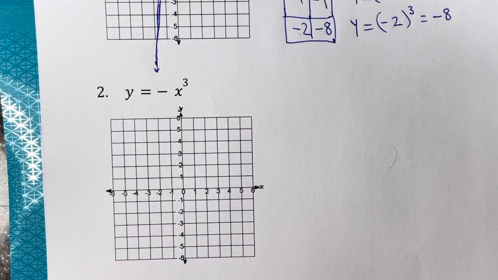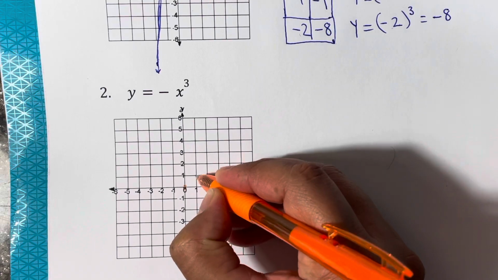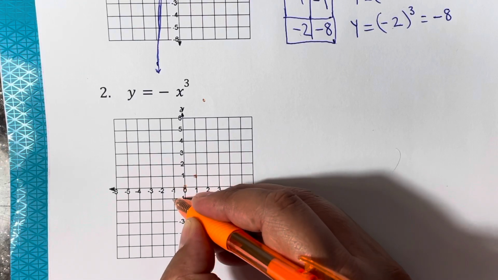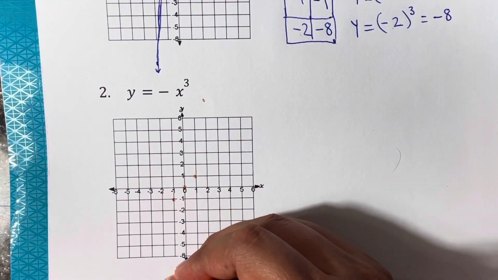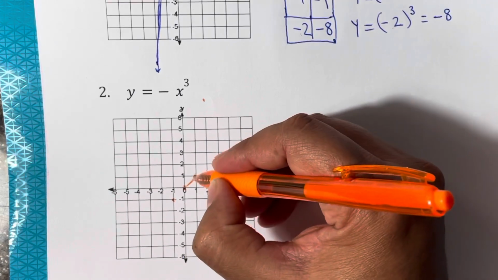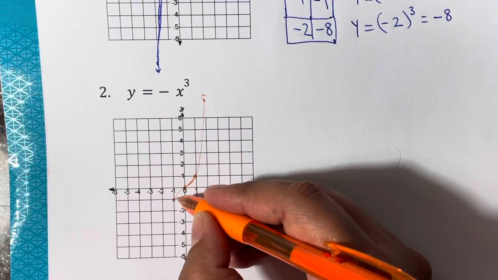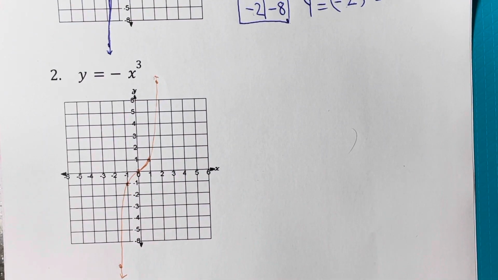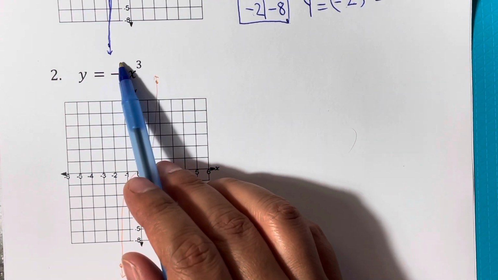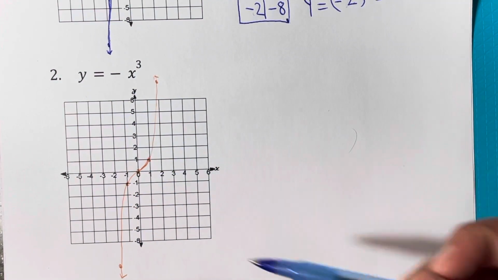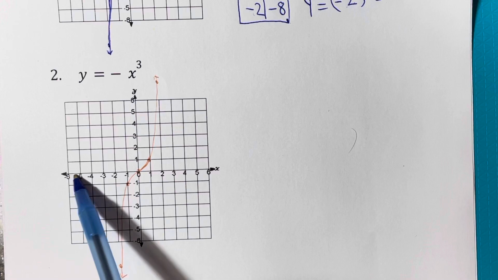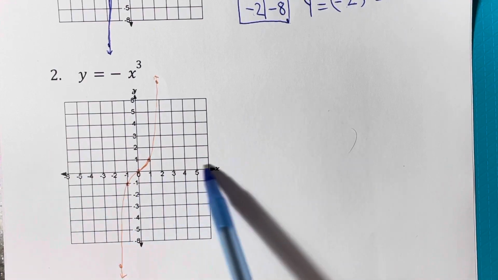For the next one, if our mother graph is at 0, 0, 1, 1, 2, 8, -1, -1, and -2, -8, that's our mother graph. If we have a negative, it means a mirror or reflection. When it's outside of a parenthesis, that means that whatever it's above the x-axis is going to reflect. So the reflection is on the x-axis.